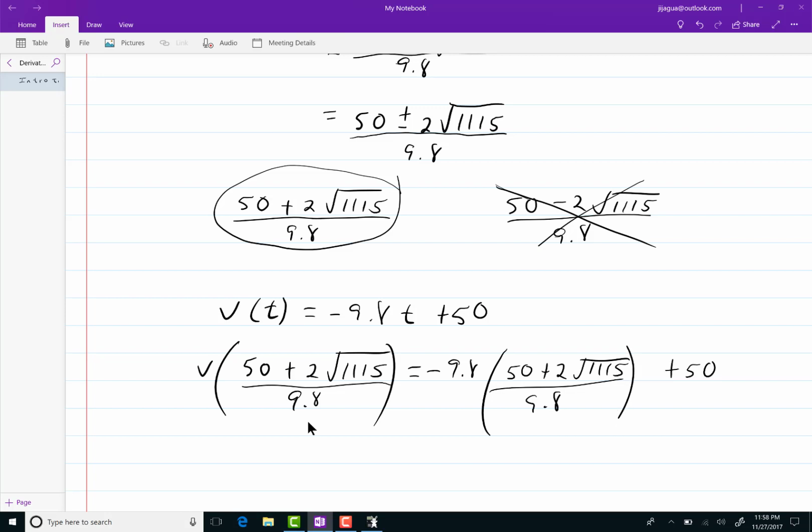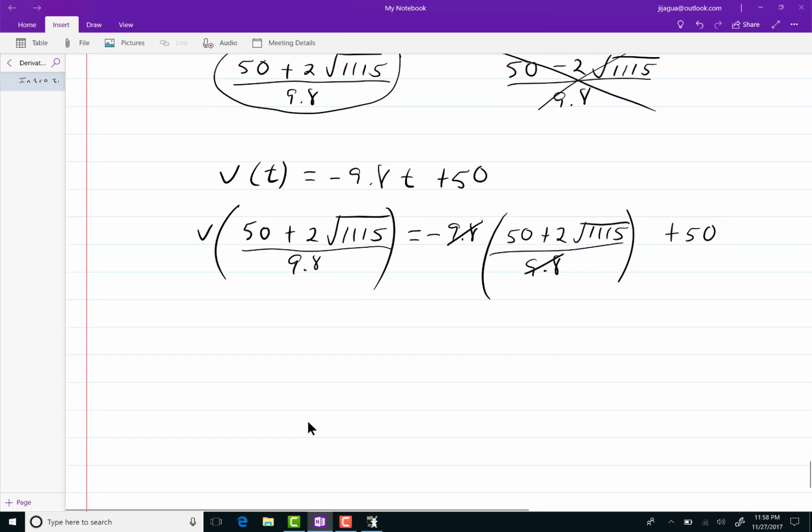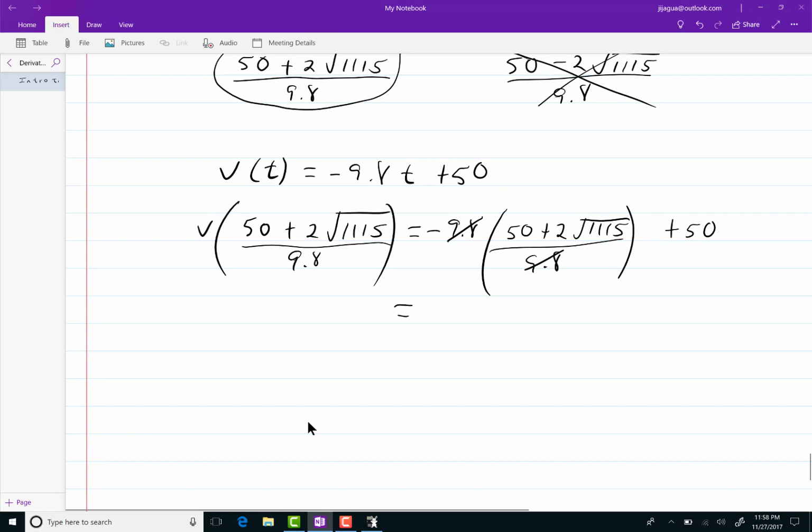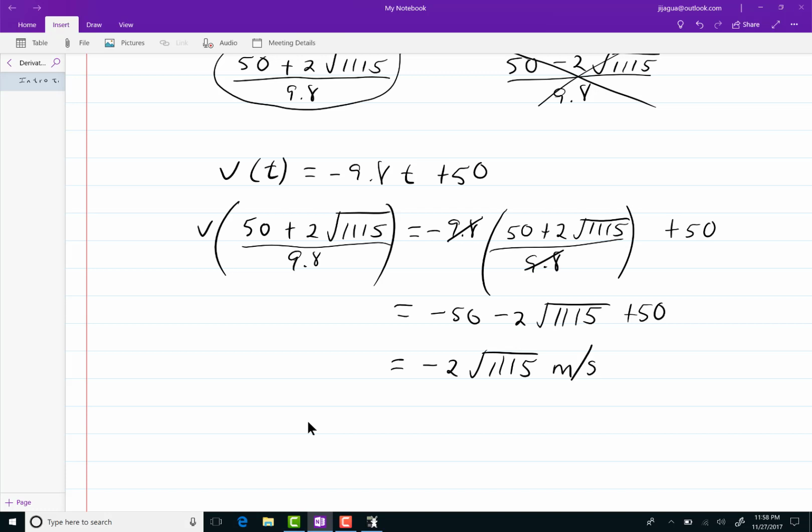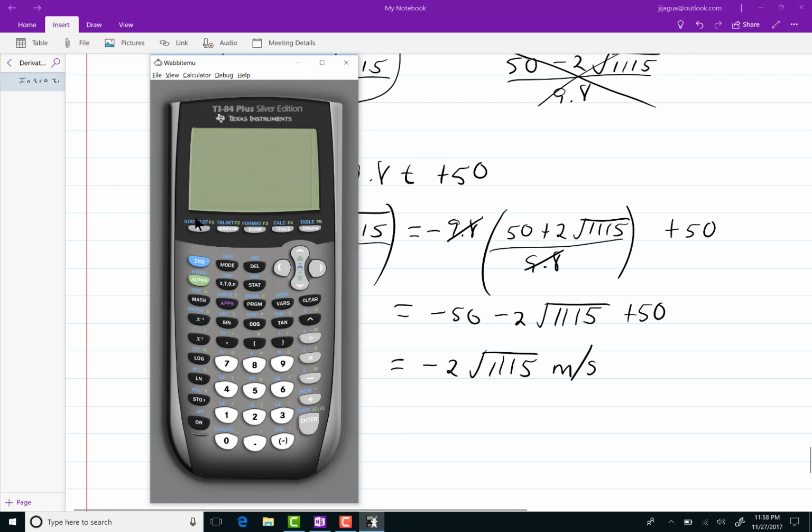Check this out. The 9.8's cancel. And then I have a negative. What I have left then is negative 50 minus 2 radical 1115 plus 50. Notice that the 50's cancel, and I'm left with negative 2 radical 1115 meters per second. So now I'll go and figure out what value that is on the calculator. And if you want, actually it might be easier to do it this way.